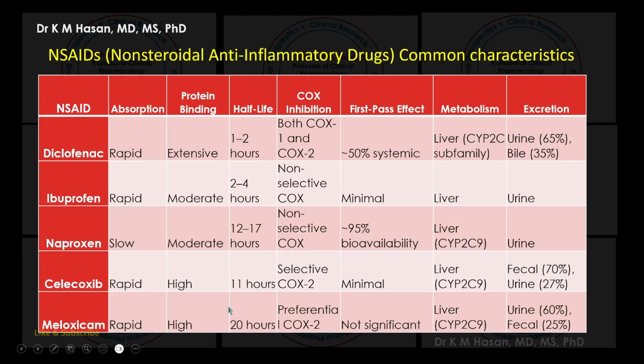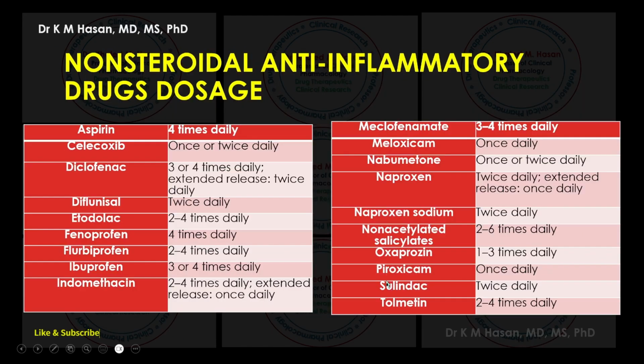We look at the effect of diclofenac, for example. Here it inhibits both COX-1 and COX-2. If you look at celecoxib, it selectively inhibits COX-2. Looking at diclofenac and ibuprofen, the half-life is like 1 to 2 hours, 2 to 4 hours. For celecoxib, 11 hours. Meloxicam, 20 hours, single dose per day. And what else? We can look at first-pass metabolism, for example: not significant for meloxicam, minimum for celecoxib, and so on. The next slide gives you the dosing frequency.